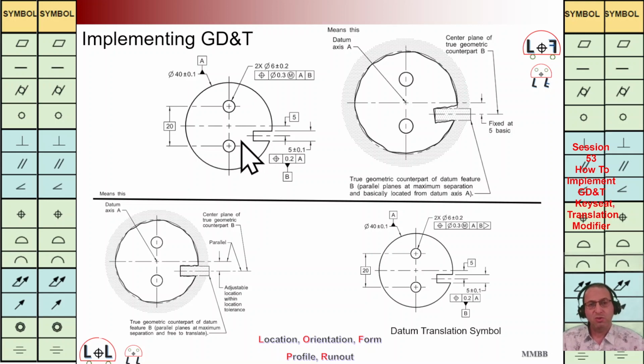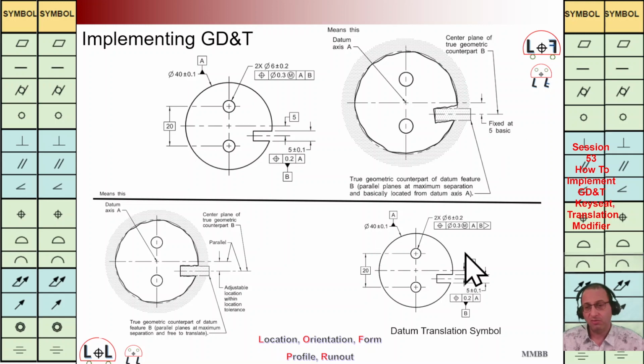And here, in order to control the location of these two holes, we are going to use B here. Reference plane B here, we are going to have this basic dimension 5. It means the distance from this gauge for B with respect to A is fixed at 5. And then we are going to allocate the location of these two holes here with respect to that.